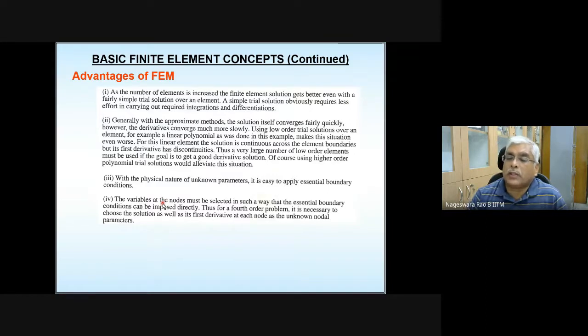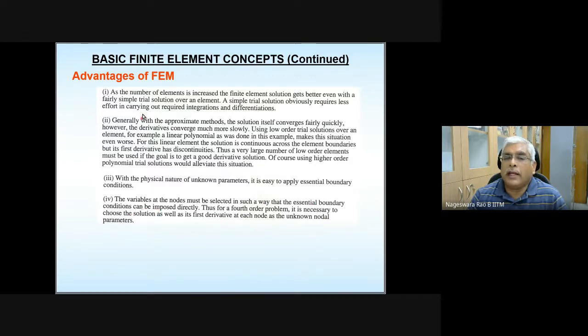In case of a fourth order problem, which is nothing but a beam bending problem, the unknowns are the transverse displacement as well as the slope. So we need to select two variables at each node to be determined. That is what this fourth point is mentioning. Anyway, as we progress, you will understand this better.